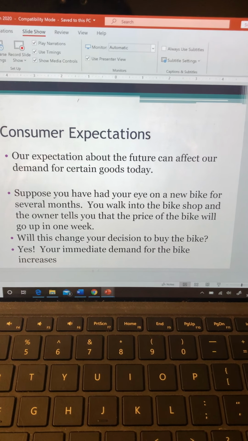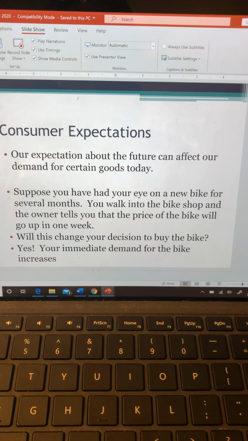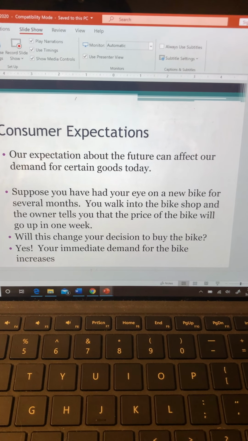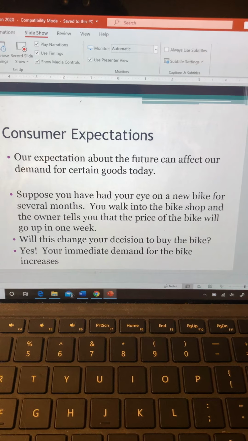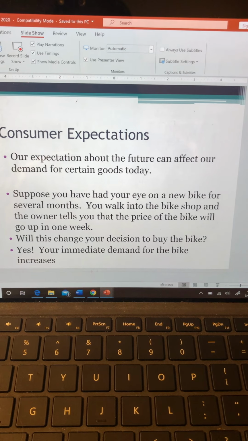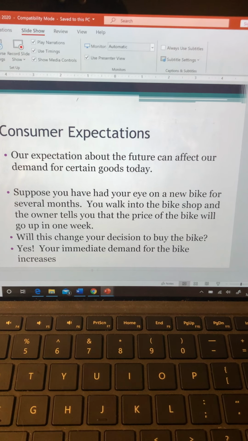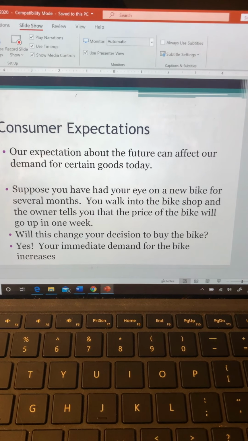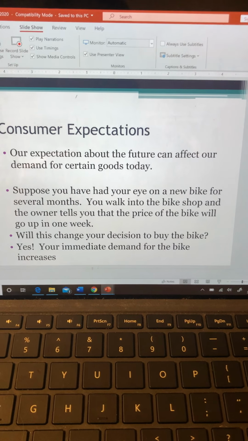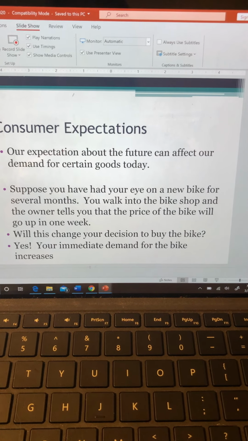So, suppose you've had your eye on a new purchase. In this case, you're looking to buy a new bike. You've been watching bike sales for months, and you walk into the bike shop one weekend and the owner tells you that the price of the bike will go up in 1 week. Once the owner tells you that, would that change your decision to buy the bike? We should all say yes, right? Your immediate demand for the bike increases, right? You feel that urgency to buy the bike this weekend before the price goes up. So your expectation about the future, about that price increase, can absolutely affect your demand for a certain good.